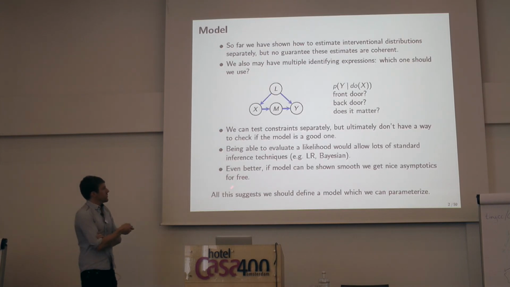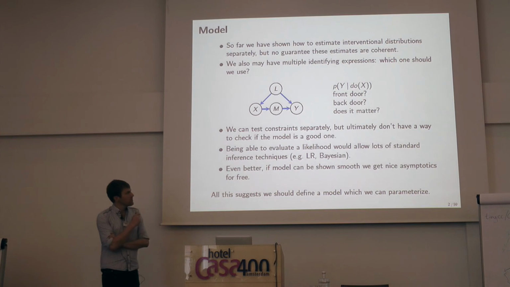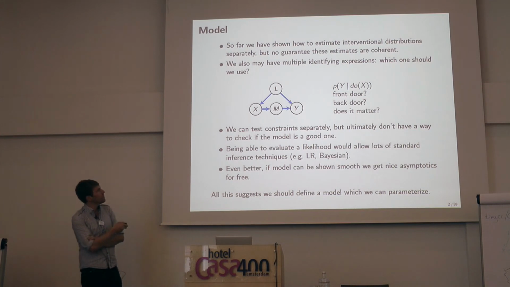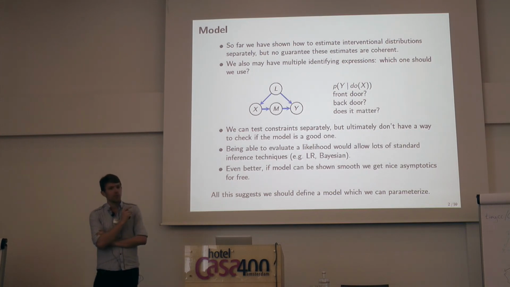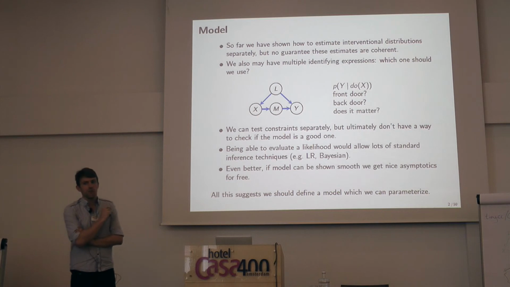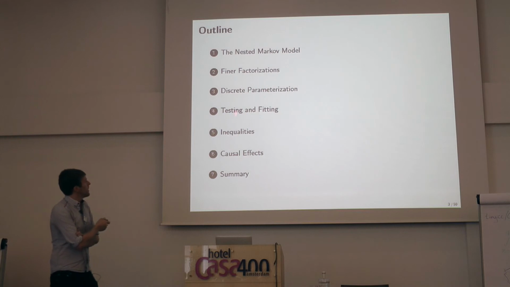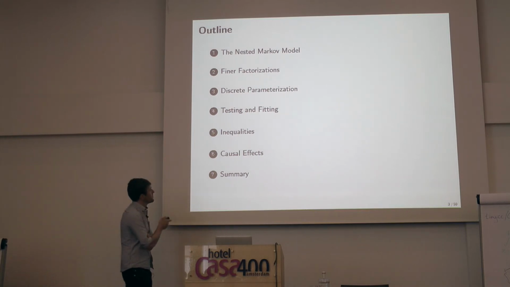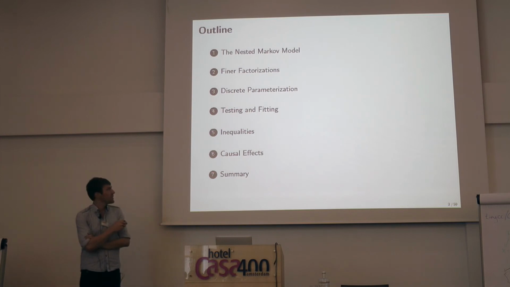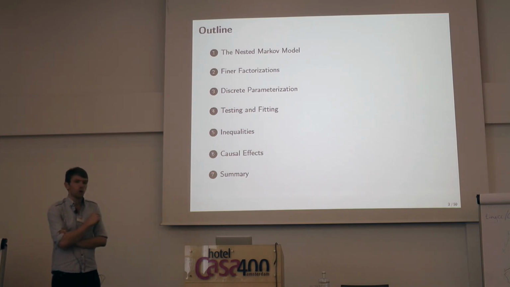So all this suggests that we should try and define a model that we can parameterize, but which doesn't involve explicitly introducing latent variables. So this is what I'm going to try and do. The first 4 sections are about what I've just described, and that's what I'll focus on first. And then if there's some time, I'll talk a little bit about inequality constraints. This is something a little different.